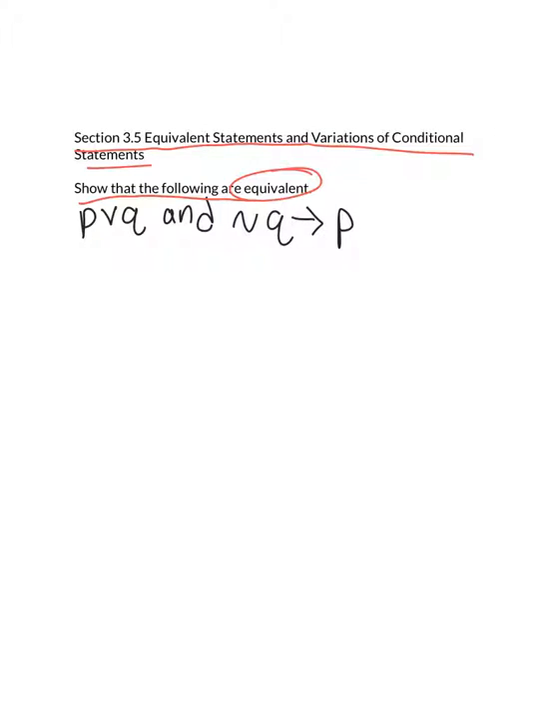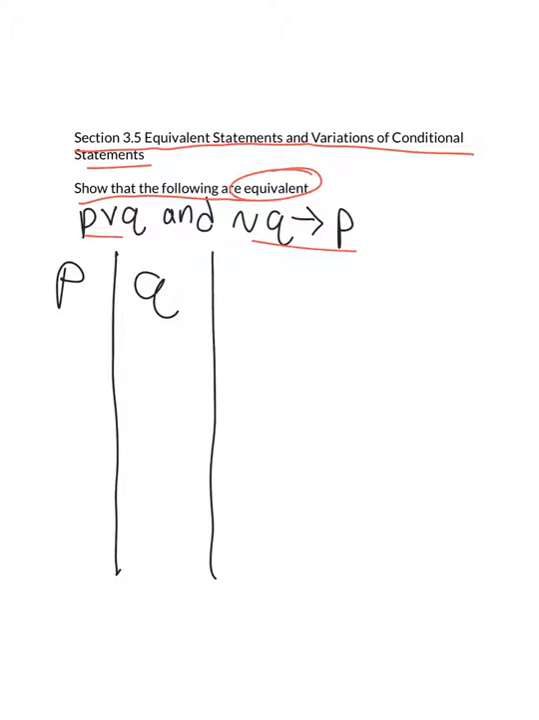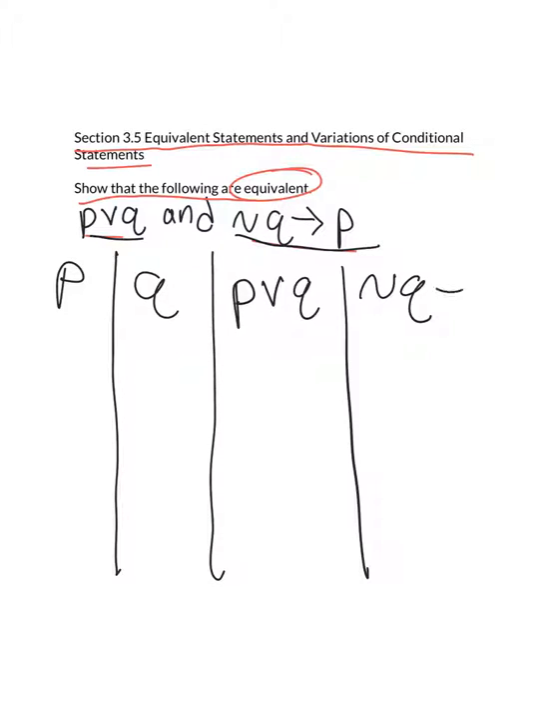And equivalent means that these expressions will have the same exact final answers, the same exact truth values, in the same exact spot. So we're going to compare their final answers. So I'm just going to make one big truth table. I'm seeing P or Q, and if not Q, then P. So they both just have two different letters. So we need a P column and a Q column. We're going to do a truth table for P or Q, and we're also going to do that truth table for if not Q, then P, so we can compare those final answers.